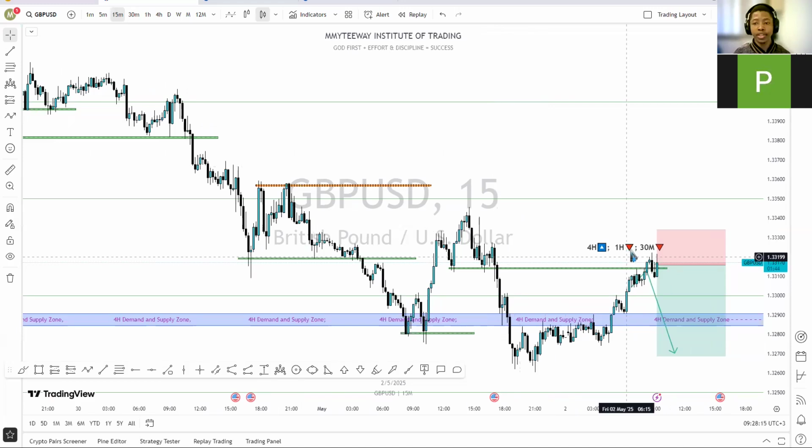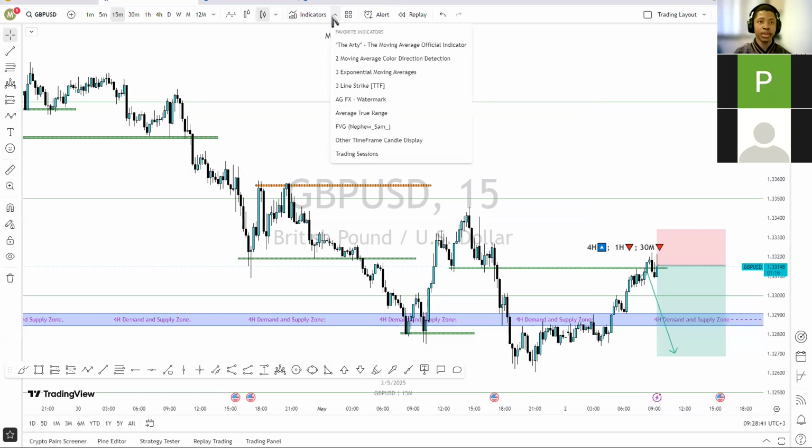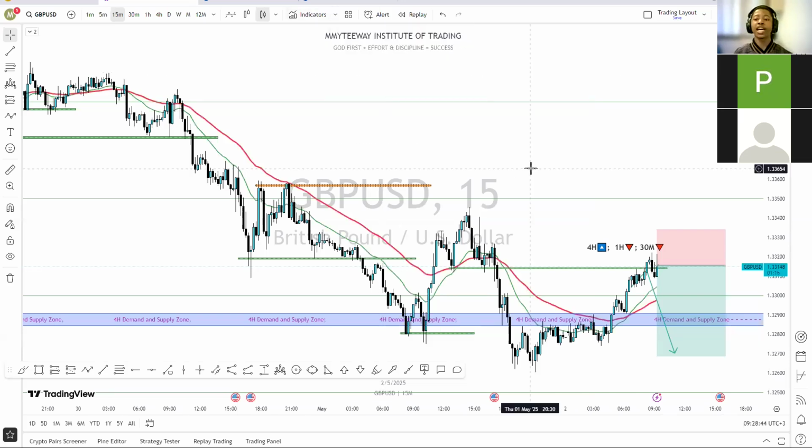Which is represented by these emojis. If you see the 4 hour facing upwards, it just shows you that the 21 moving average was above the 50 moving average, which means the slower moving average was below the faster moving average. For this to be clear, let me just show you what the moving averages are. After I see this, I usually remove them to make my chart cleaner, so I remove them to make the chart clean. So let me just show you what I mean.